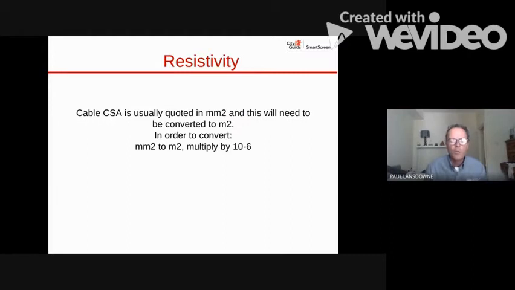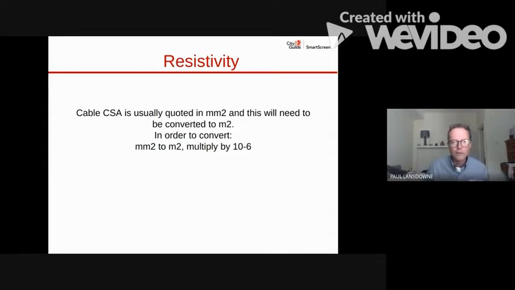Now, what we've got to be careful of is that cross-sectional areas are always quoted in millimeters squared. We have 1 millimeter squared, or 2.5 or 4 millimeters squared. Now, in all the equations that we're doing, we use meters. So to convert millimeters squared into meters squared, we multiply by 10 to the minus 6. So in this next equation, you'll see 10 to the minus 6 appear next to the cross-sectional area. All we're doing there is getting the millimeters squared into meters squared.